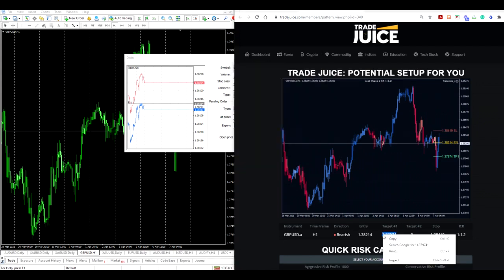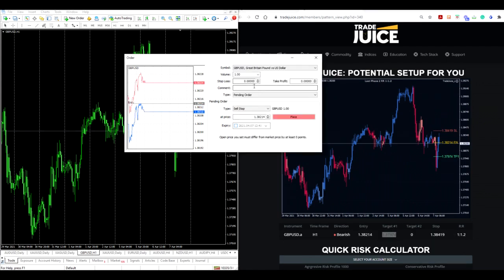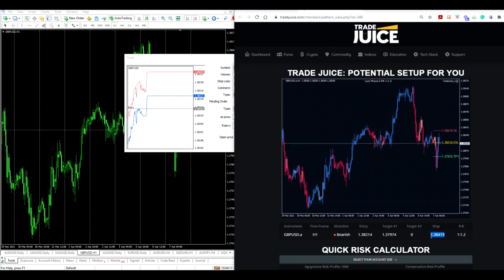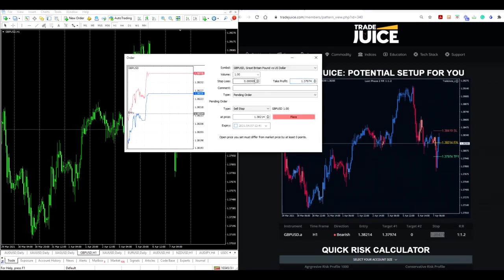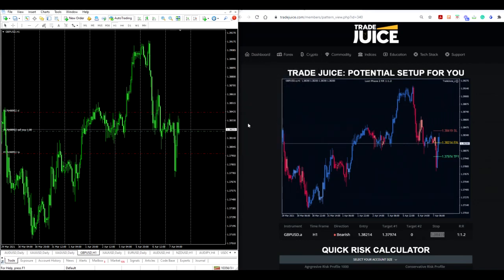And what I'm going to do is copy over the target. So I'm putting in my take profit target there. Next, I want to just copy over the stop. All I do is copy paste, and there we go. Paste the trade, and we should be in the trade straight away once it hits that area there for the sell stop.